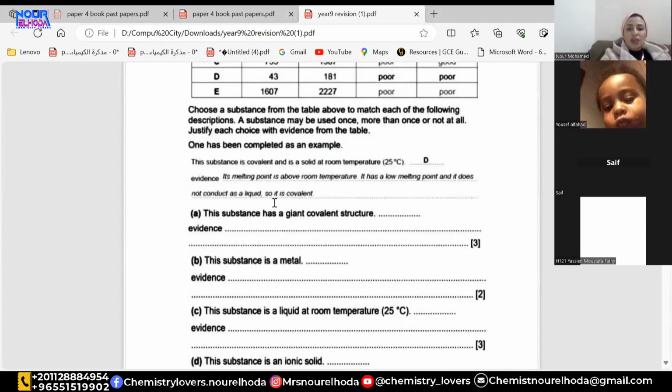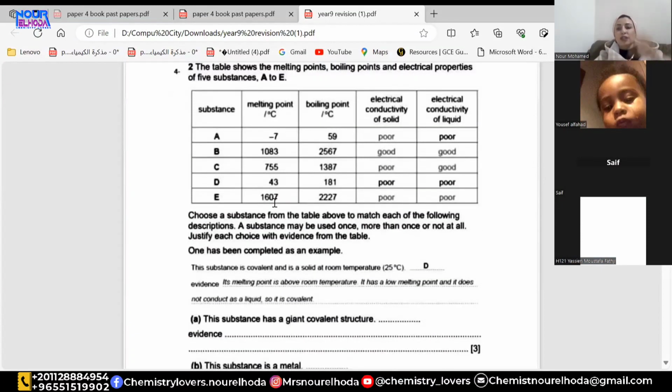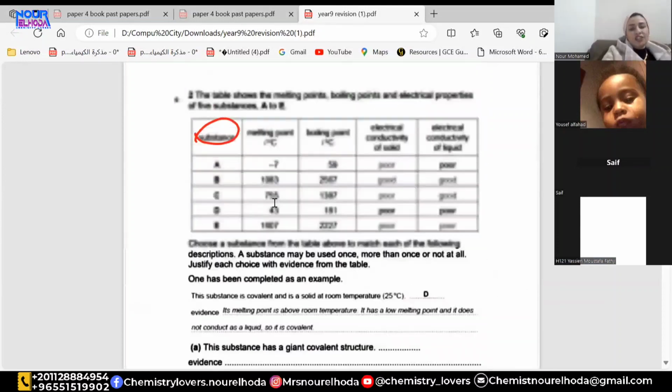Right, next. Which substance is a liquid? I told you liquid means low melting point or high boiling point. So which letter shall I choose? I'm going to choose A. But what's my evidence? I'm going to say because the boiling point is higher than 25, while the melting point is lower than 25. If someone said the boiling point is higher than room temperature while the melting point is lower than room temperature, also correct. Okay?